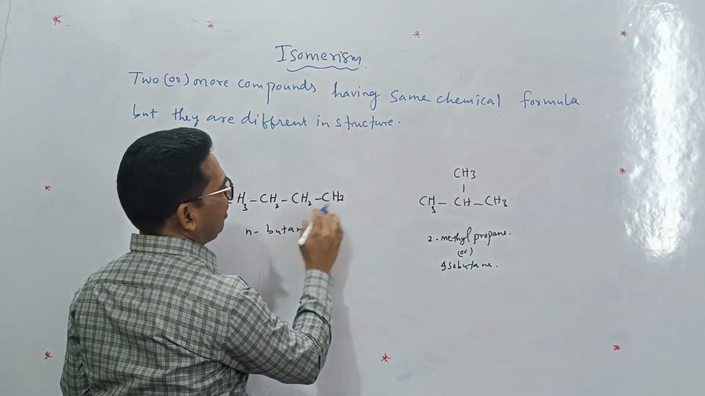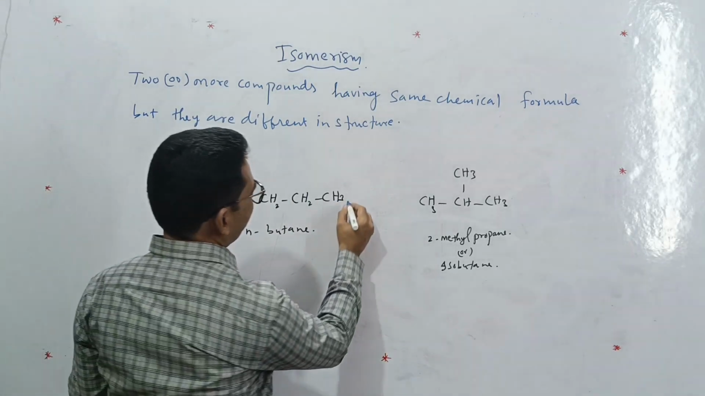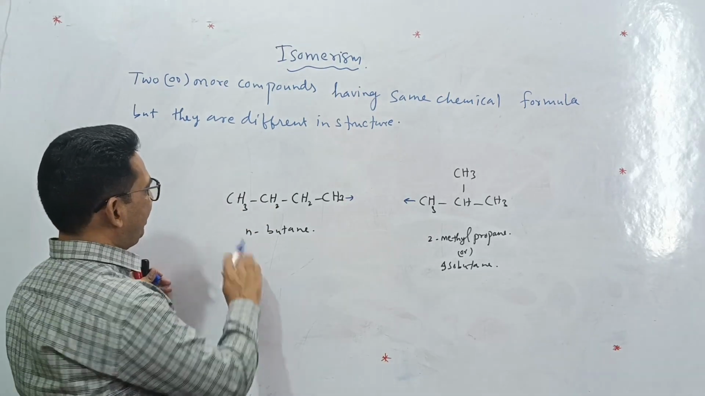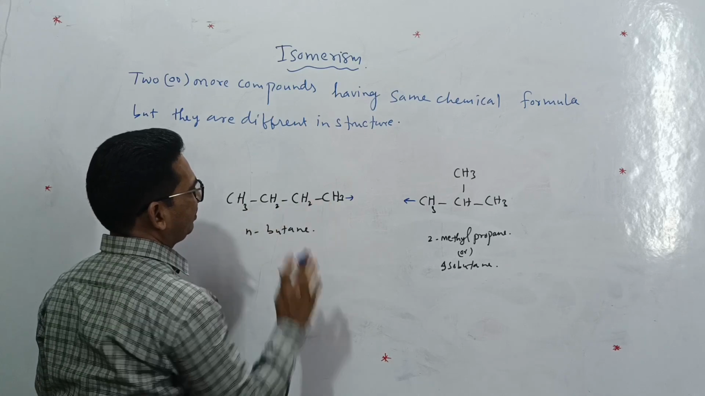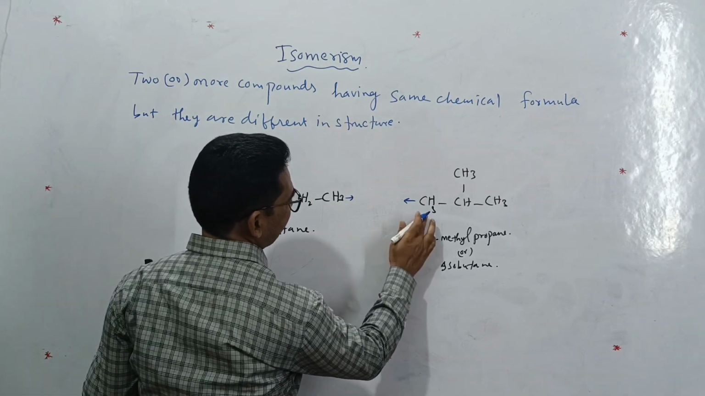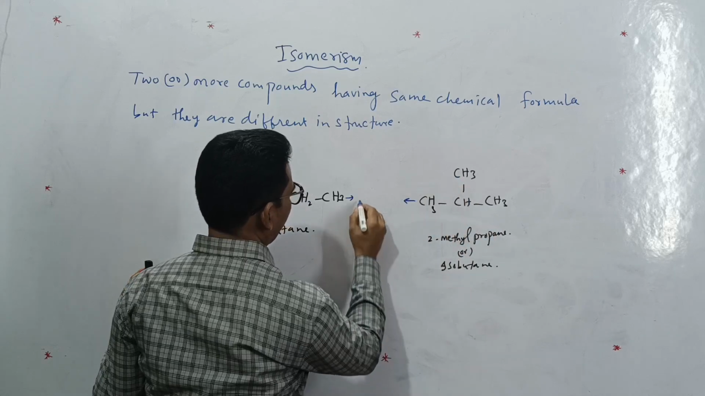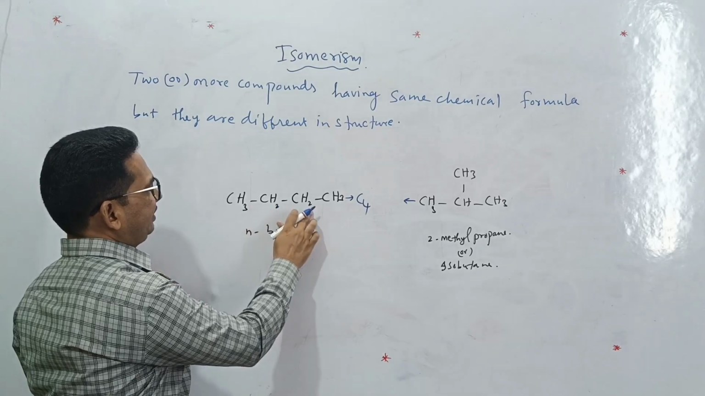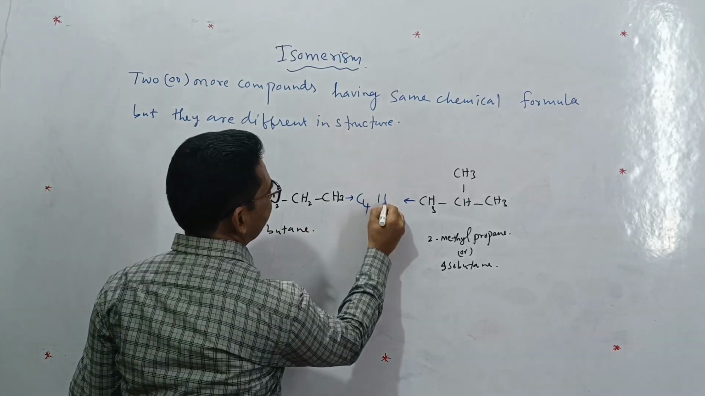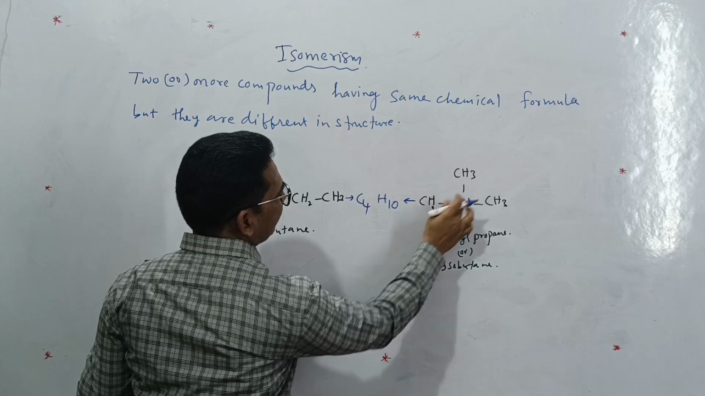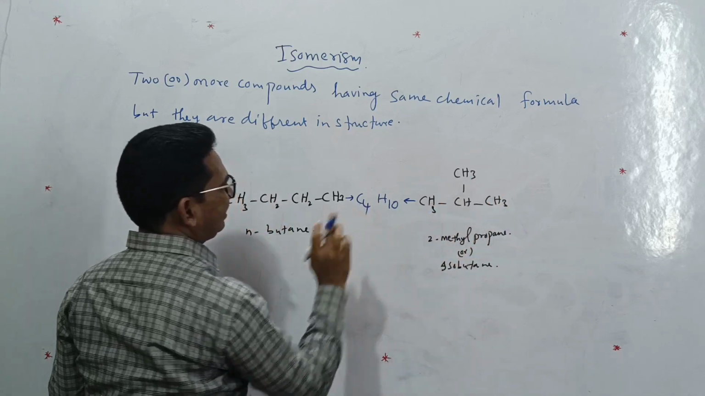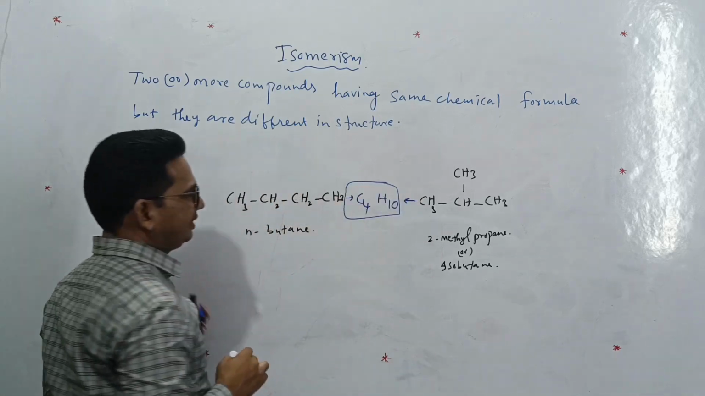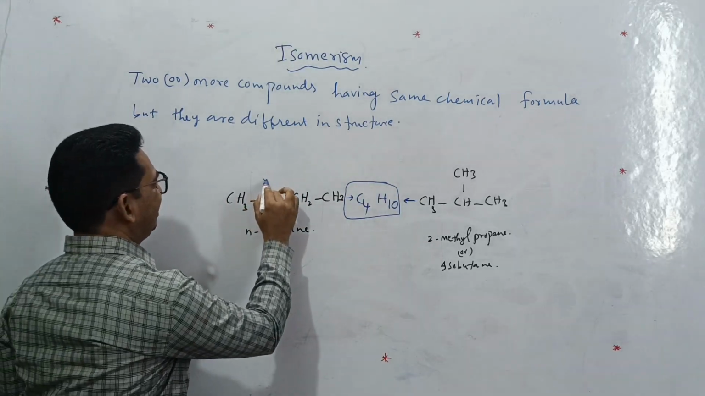Both have the same chemical formula. How many carbons does this one have? 1, 2, 3, 4. Total 4 carbons. This side you see 1, 2, 3, 4, total carbons are 4. See the hydrogens: 3, 4, 5, 6, 7, 8, 9, 10, so H10. This side also: 3, 3, 3, 9, plus 1, 10. It means both have the same chemical formula, but the structure is different.